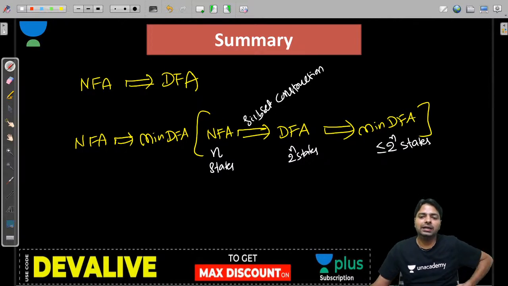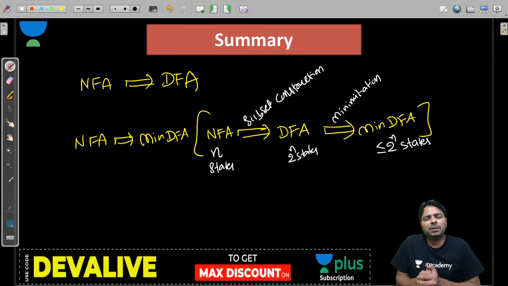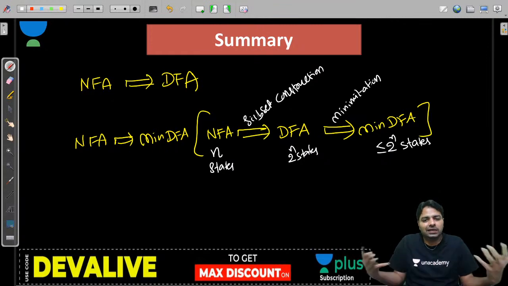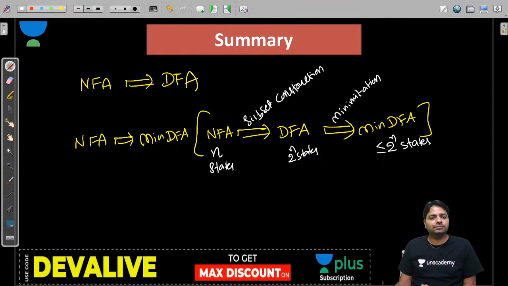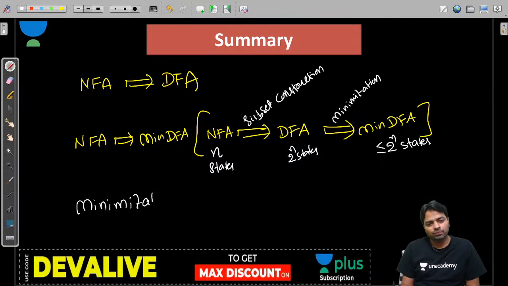Is that clear? And this is a minimization algorithm. So if anybody asks, will you get the minimum DFA when you apply the subset construction? We cannot guarantee that. Is it clear? Then we have learned what the minimization algorithm is. I have told what the equivalence classes are, what equivalent states are, and what distinguishable states are, and we have understood that today.